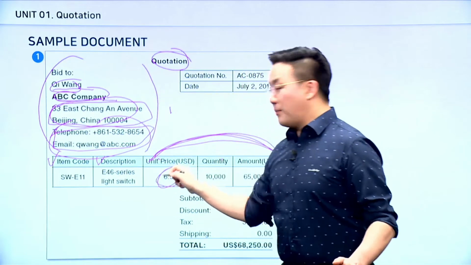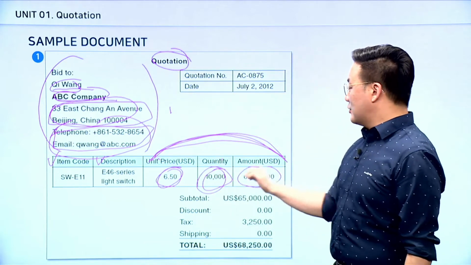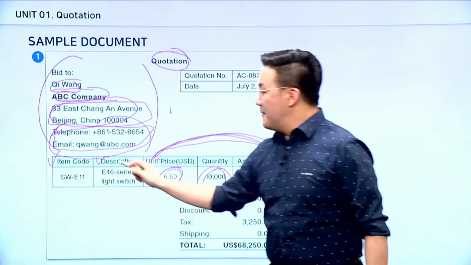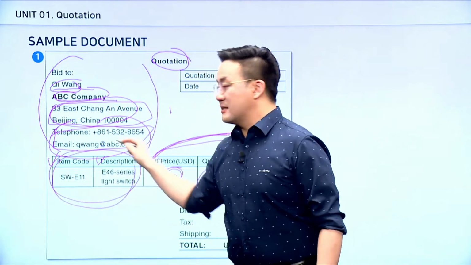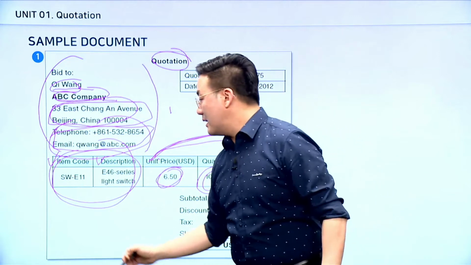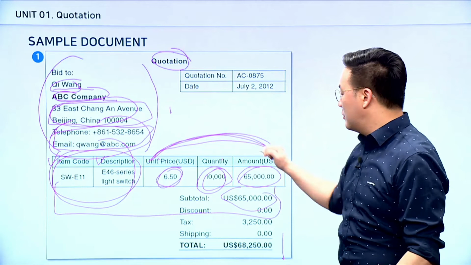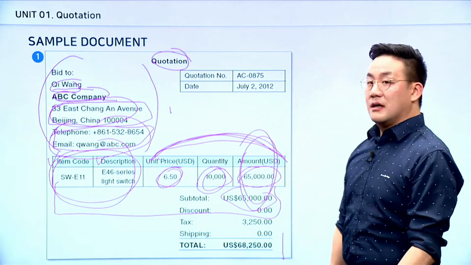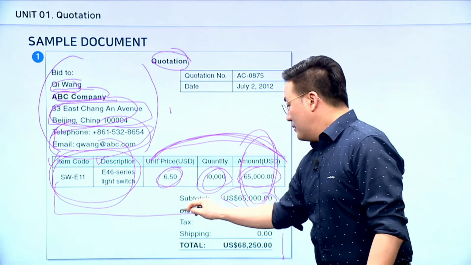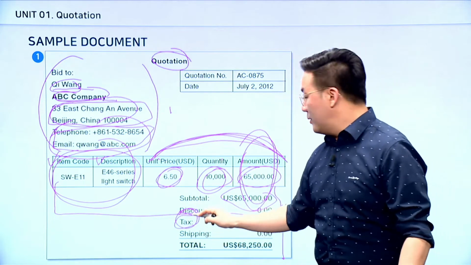How much per unit, how many, quantity, and the total amount. But this part, I think each company has a different rule, so it's all up to you. And if there are multiple items, the list goes on and on, so that the subtotal can include everything of this amount, right? Discount, nothing. Tax, always remember you always need a tax.